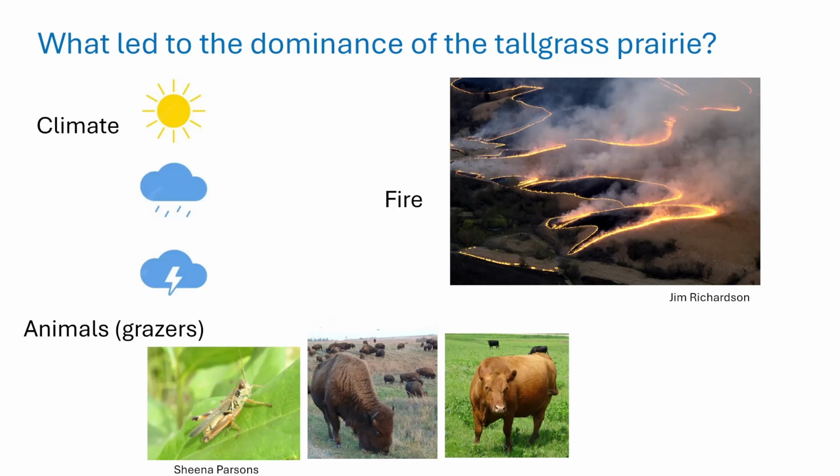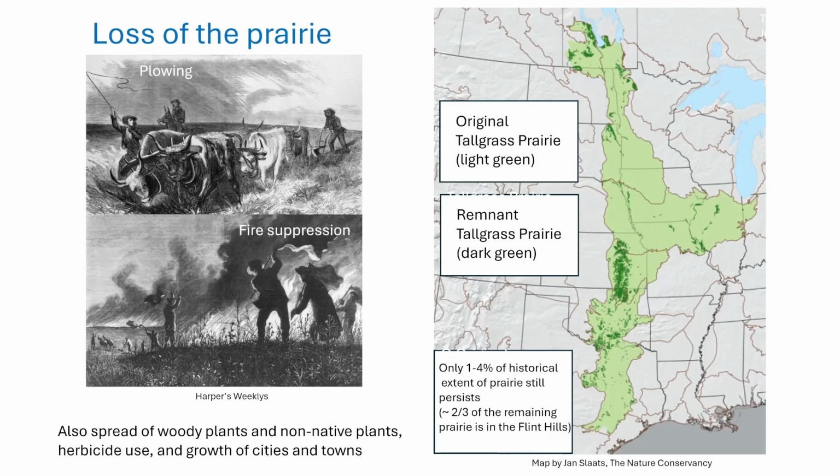I think we're all familiar with bison. Historically, there were elk here as well. Insects should not be forgotten. Tons of grasshoppers do feed a lot on plants. And cattle in a well-managed prairie can be very important also in prairie management.